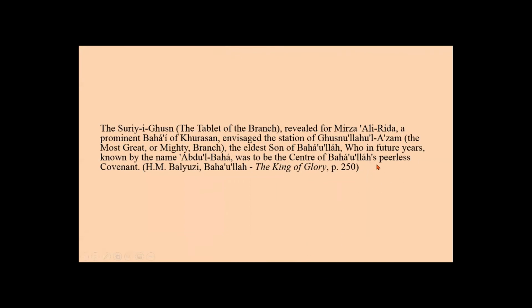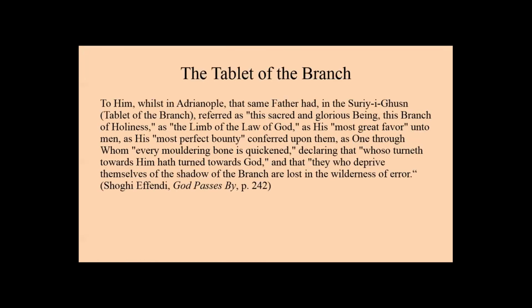The Surih-i-Ghusn, the Tablet of the Branch, revealed for Mirza Ali-Rida, we remember him from about 4 classes ago, a prominent Baha'i of Khorasan, envisaged the station of Ghusn-i-A'zam, the Most Great, the Mighty Branch, the eldest son of Baha'u'lláh, who in future years, known by the name of Abdul-Baha, was to be the center of Baha'u'lláh's peerless Covenant. And that's a quote from Balyuzi, King of Glory.